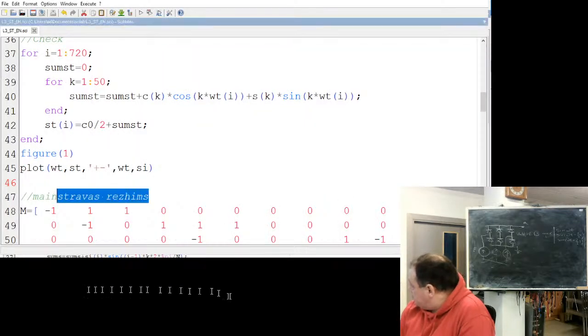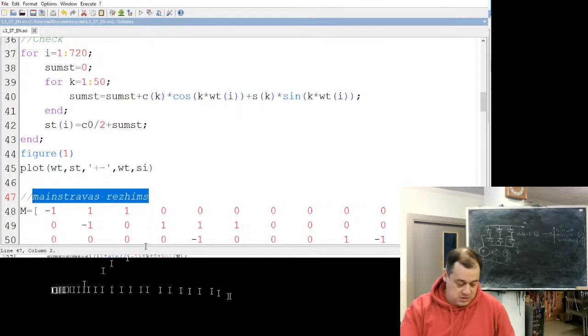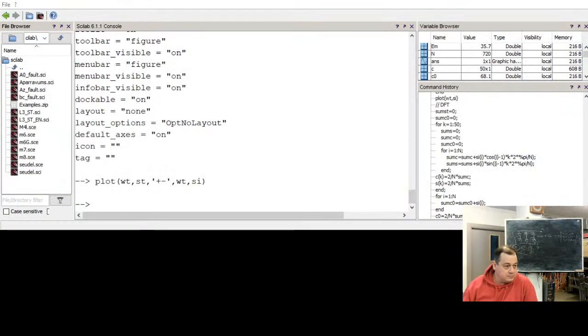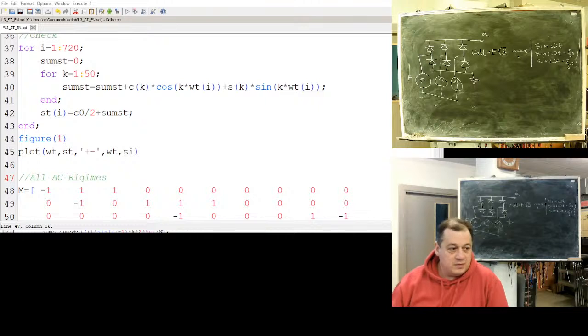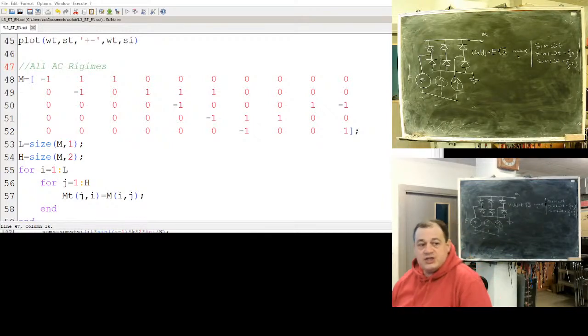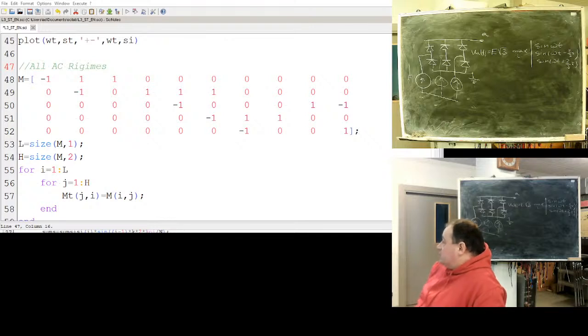Now the next step. Now I need to calculate 50 AC regimes. I'll use the method of nodal transform.